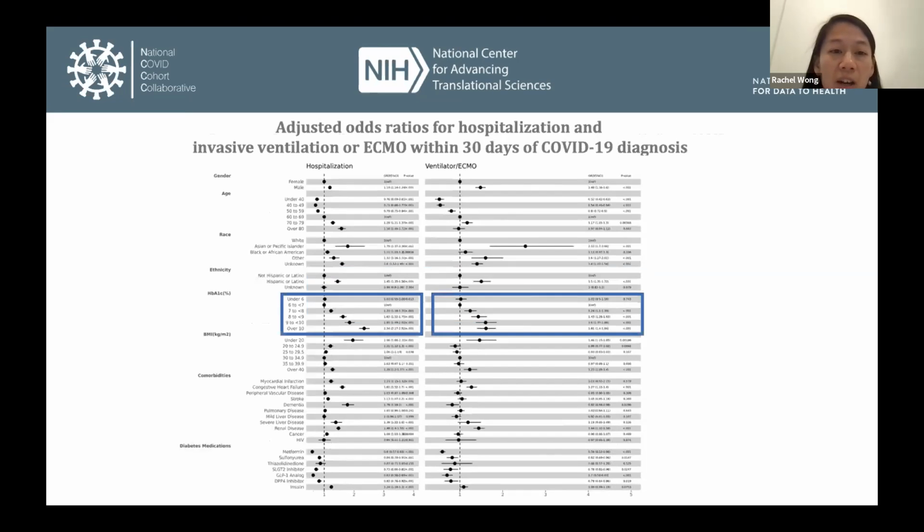These are the adjusted odds ratios using a logistic regression model for hospitalization on the left and ventilation or ECMO on the right within 30 days of COVID-19 diagnosis. So again, you can see over here on the right that with ventilation, there's an increased risk of death, and that kind of plateaus at a hemoglobin A1C of 9 and above. However, with hospitalization, the risk of hospitalization increases with increasing HbA1c.